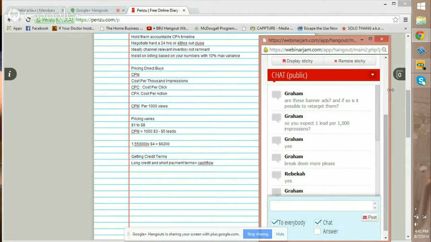So tomorrow we are going to cover scaling and improving the ratio of returns when it comes to direct buys. I'm going to go into depth on getting credit lines and why you'd want that, especially when you've got converting pages and offers, things like that. It gets really exciting. I don't see any questions.